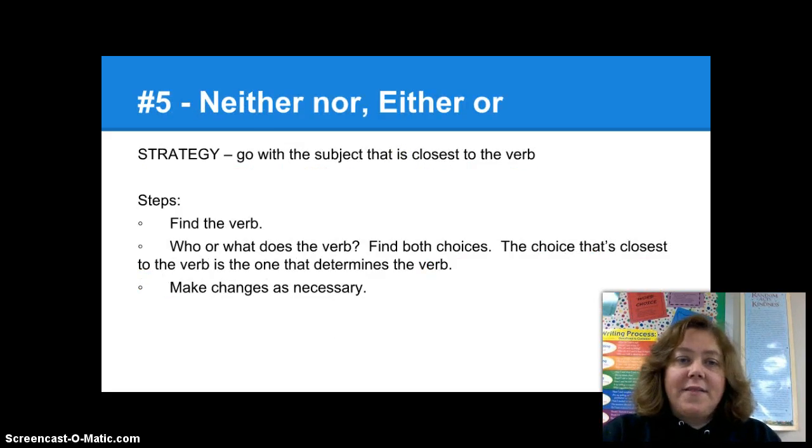Strategy number 5 deals with either or, neither nor. And this is the tricky one because now it doesn't say and, so now you go with the subject that is the closest to the verb. With neither nor, either or, you go with the subject that's closest to the verb.